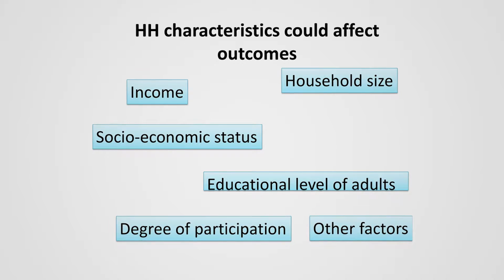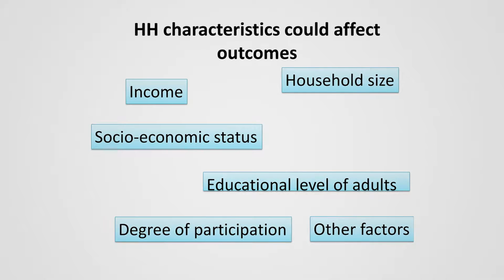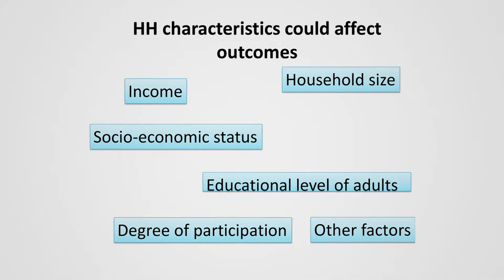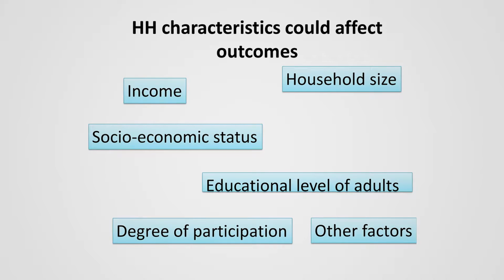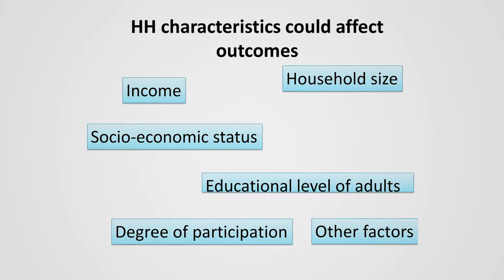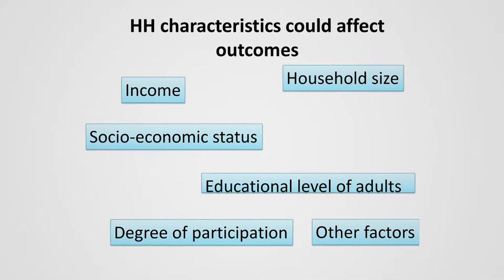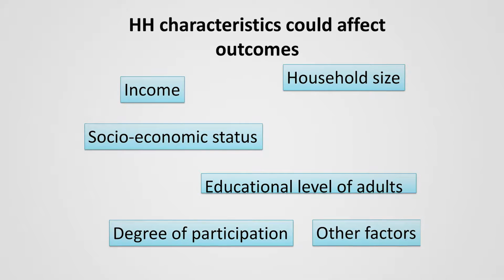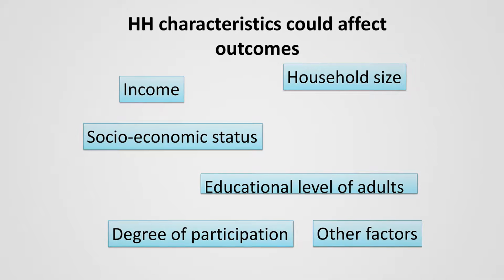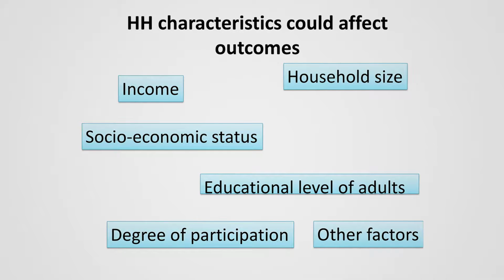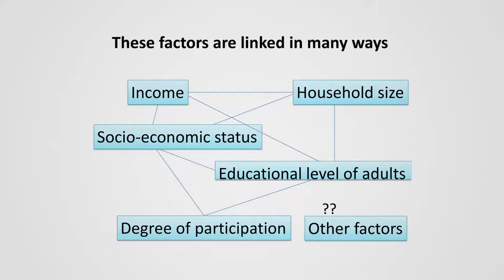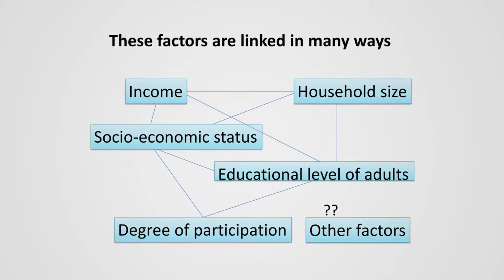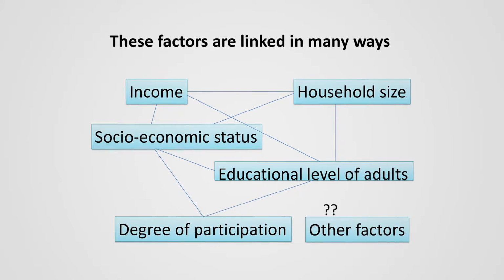Now, everyone in this room, again, could come up with the list of household characteristics that could affect outcomes. And this is a partial list, but it includes such things as income, household size, socioeconomic status at baseline, the degree of participation in the intervention, the educational level of the adults, and of course many, many other factors are possible. And we all know and have discussed these last 2 days together that these factors are linked in many, many ways. And it's very complex to sort out what's going on with each of these.